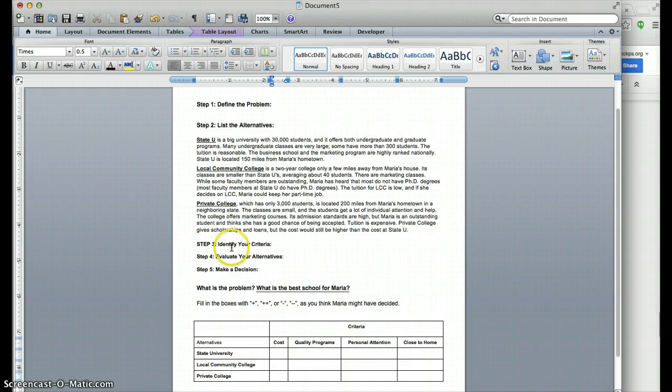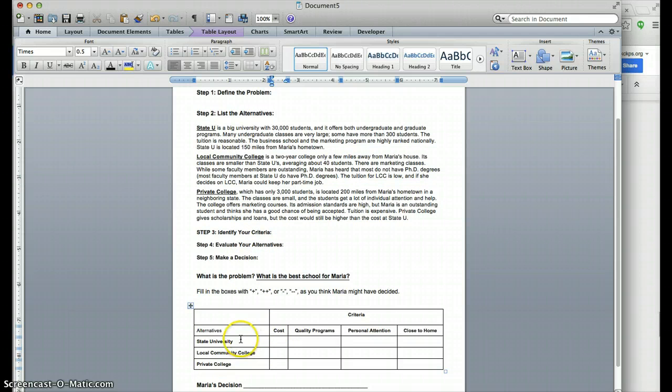Step number three is to identify the criteria. The criteria are already in the grid. And then step number four says that we have to evaluate the alternatives. So I will show you how we will do that based on the first criteria, just the cost.